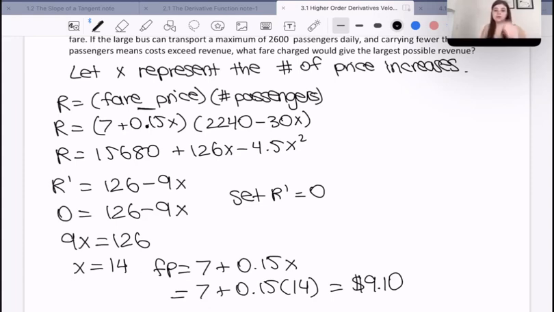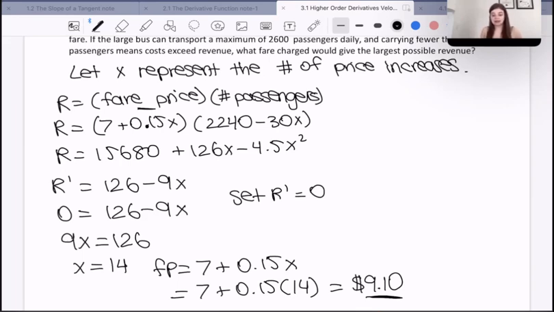All right, so what fare should be charged to give the largest possible revenue? It's $9.10. Now, let's say in addition they asked another question which said, determine the largest possible revenue. Then we would just have to put this $9.10 back into the original R. But in this case, we do not actually have to do that because it did not ask us that.